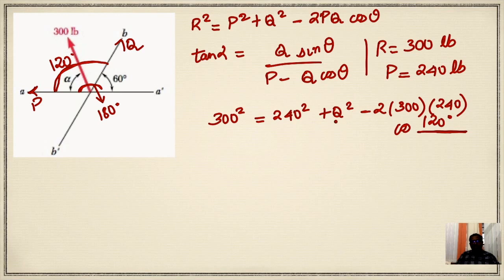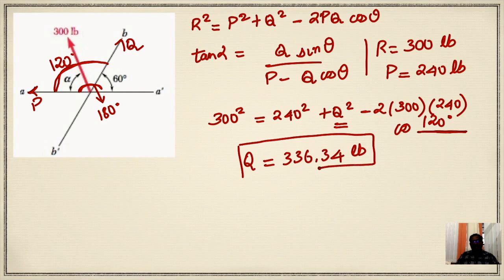So the only unknown parameter that we have to find is Q. If you do the normal arithmetic calculation, you're going to get a value of 336.34 pounds. Right? It's as simple as that. But the only care that should be taken is this particular minus sign that comes into the picture.